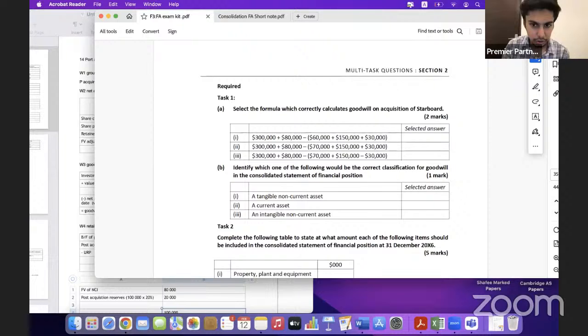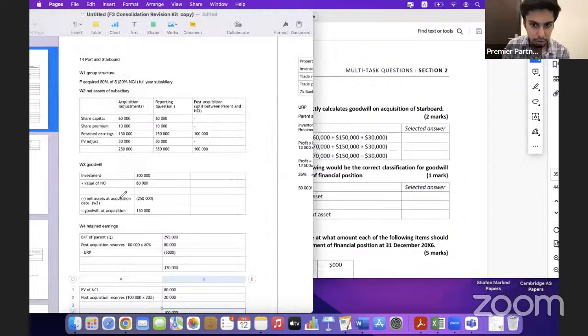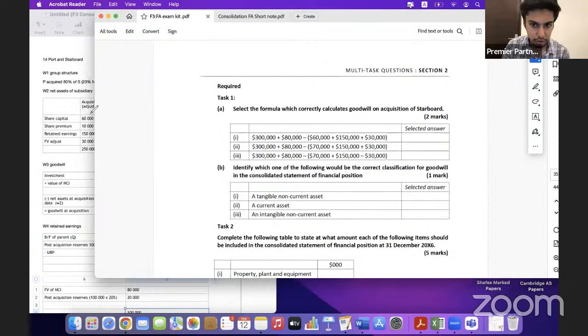Minus 250. Now, can you see 250? They haven't shown it here on the screen. But how did you get to 60 plus 10? That's 70. Then 150, that's this 150. And 30. That's 30. Then this is the correct answer.